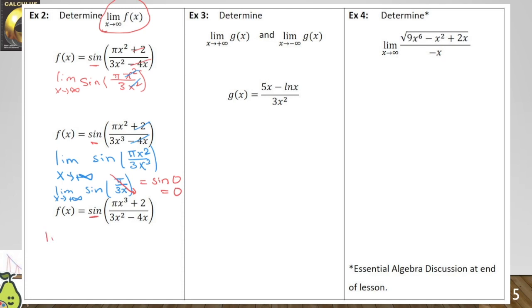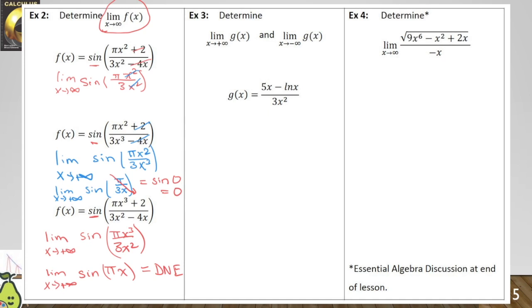Thought I'd leave you there? No, this time I told you. This next one, the limit as x goes to positive infinity. We're going to drop those lower order terms again, and that leaves us with pi x cubed over 3x squared. And when we cancel out our x squareds this time, we're left with the sine of pi x. Now there's that oscillating function that you were expecting. So this limit does not exist because the sine function is oscillating.